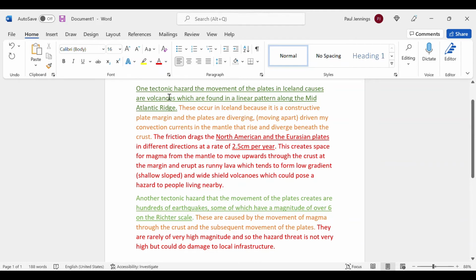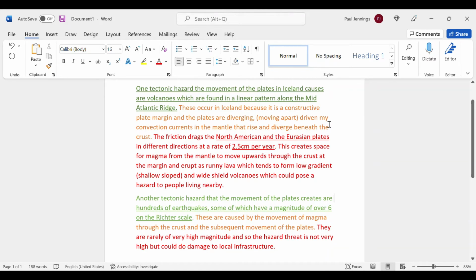Then I want to explain the fact that we get volcanoes. These occur in Iceland because, key connective word to explain, it is a constructive plate margin and the plates are diverging. This information here is not given to me on the figure, so it is showing my own understanding and using of words like diverging, again, not on the figure.